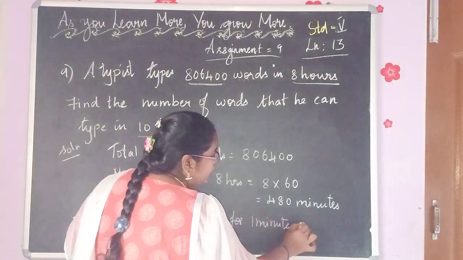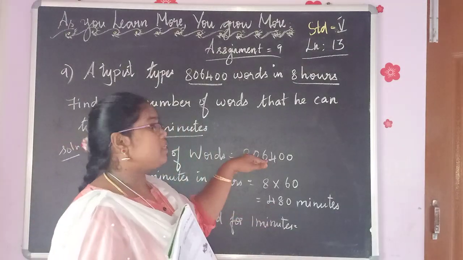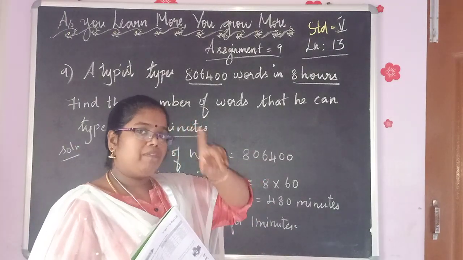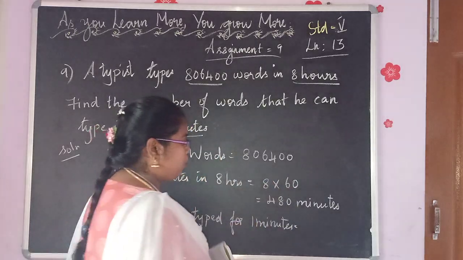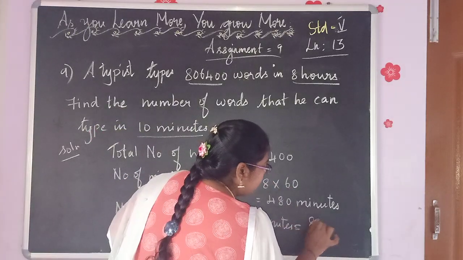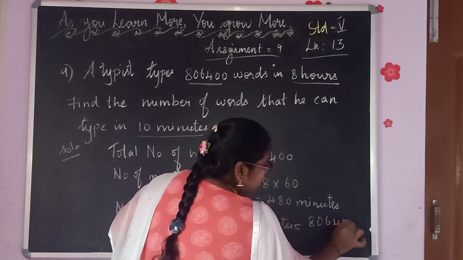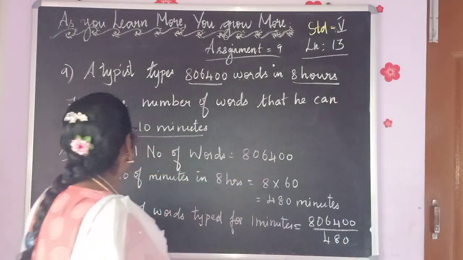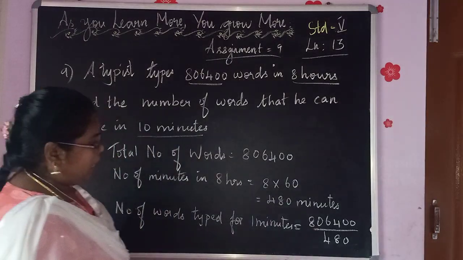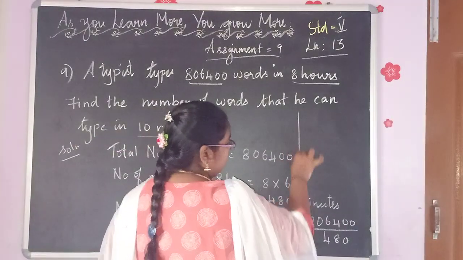Okay va, see, listen. For 480 minutes, this many words. So for 1, when asked for 1, it means we have to divide. Okay va, so let us divide it. We are going to divide it by 480. Okay va, where do we do my calculations? Let me start with the calculation here.